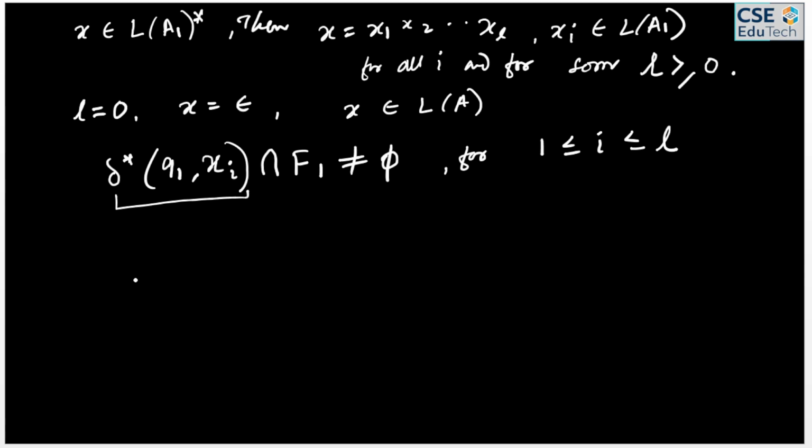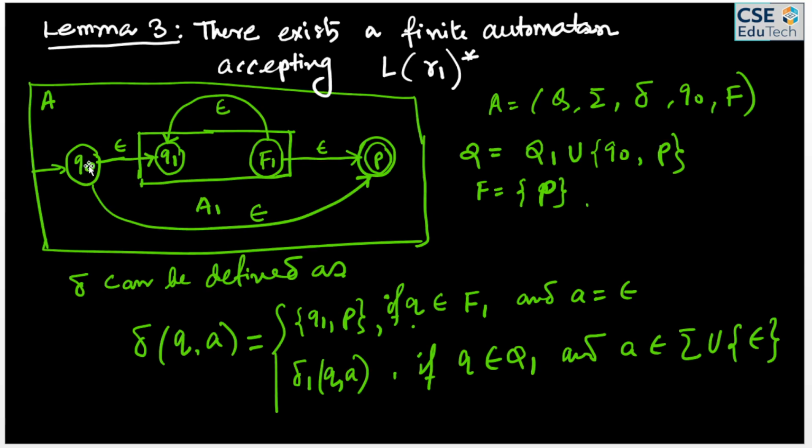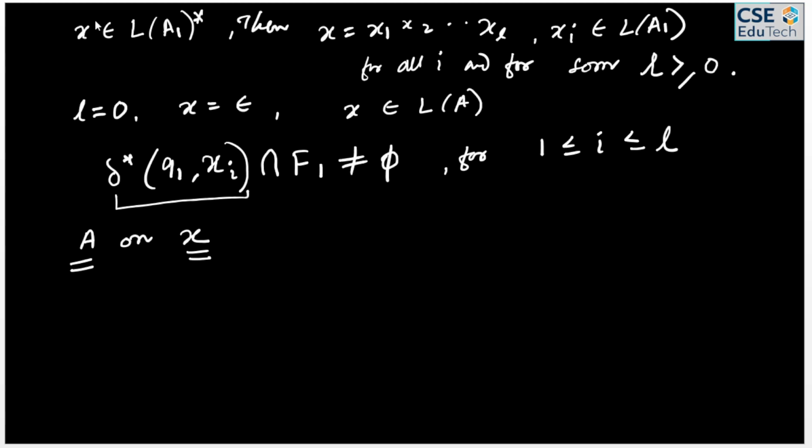Now we consider the following computation of automaton A on the string x. Now we have to process the string x for the automaton A. That means the starting state will be q naught. So we can write delta, starting from q naught after processing x, there is an epsilon x.